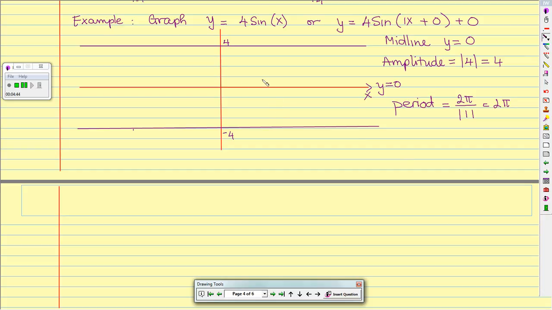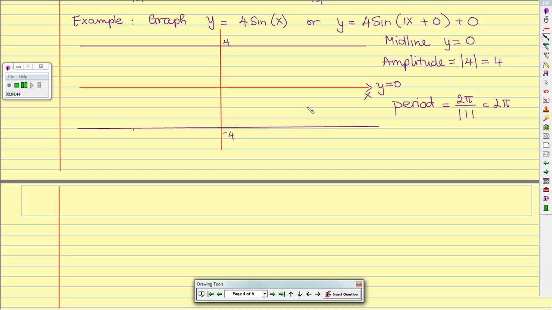So think about it: the set of five points for the sine graph will take you 2 pi, which is the length of each set of five points for the sine graph, and then it repeats itself again.